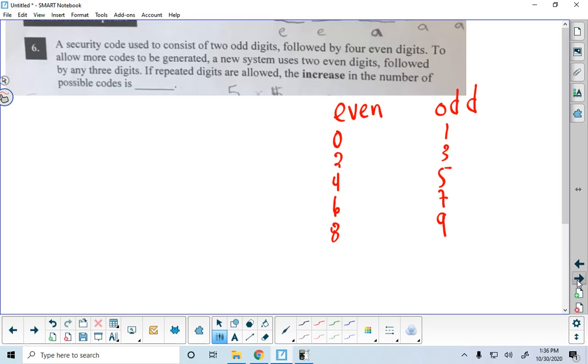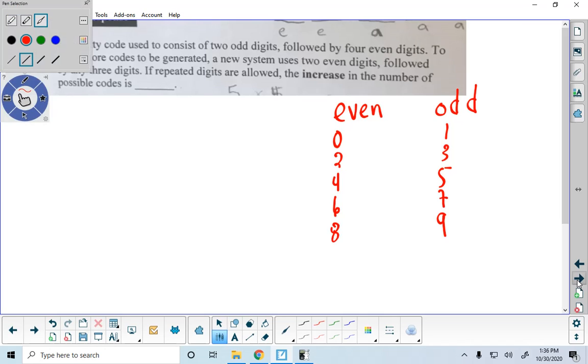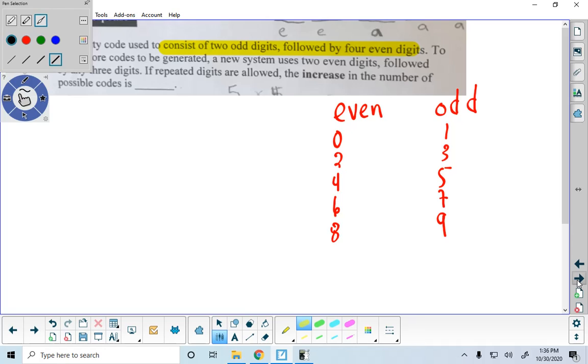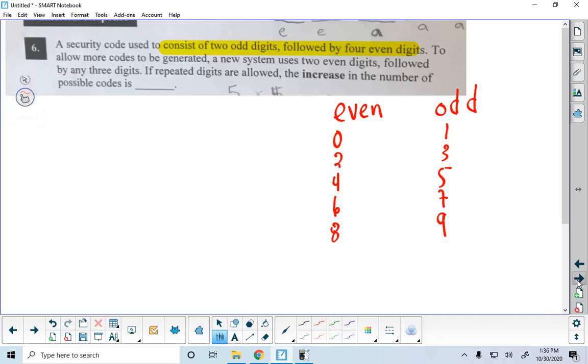So there are 5 even digits and there are 5 odd digits. If we calculate how many different security codes there are, looking at 2 odd digits and 4 even digits, I'm going to use the fundamental counting principle to do this. I'm not going to use combination notation here. You could if you wanted to. I'm simply going to say we need an odd, we need an odd, and 4 even.